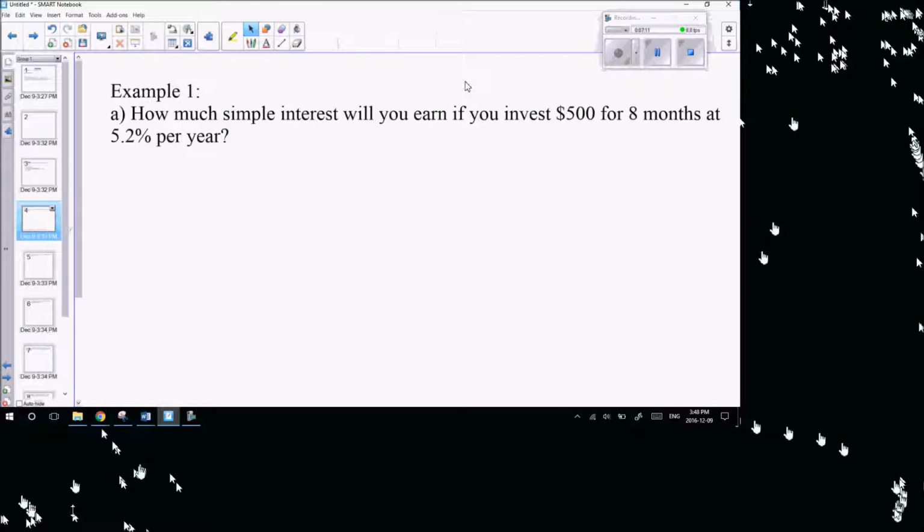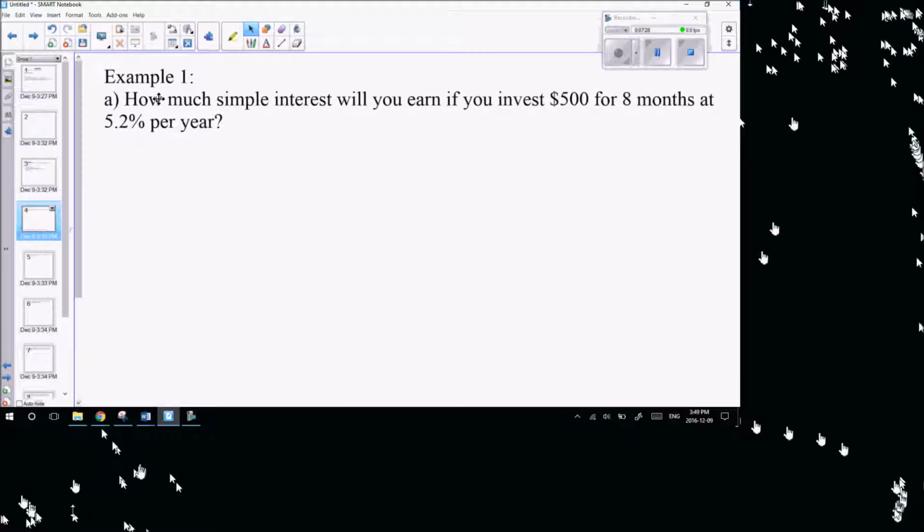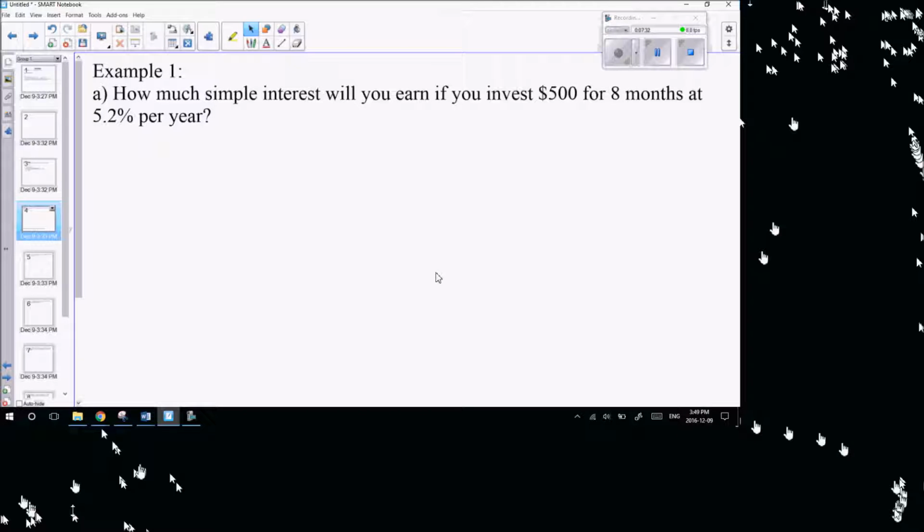So example number 1. It asks us how much simple interest will you earn if you invested $500 for 8 months at 5.2% per year. So to start off, let's pull out all of the key pieces of information that we're given. We know that it's simple interest because they tell us that it's simple interest. So we know we're going to use our equation that I is equal to P times R times T.